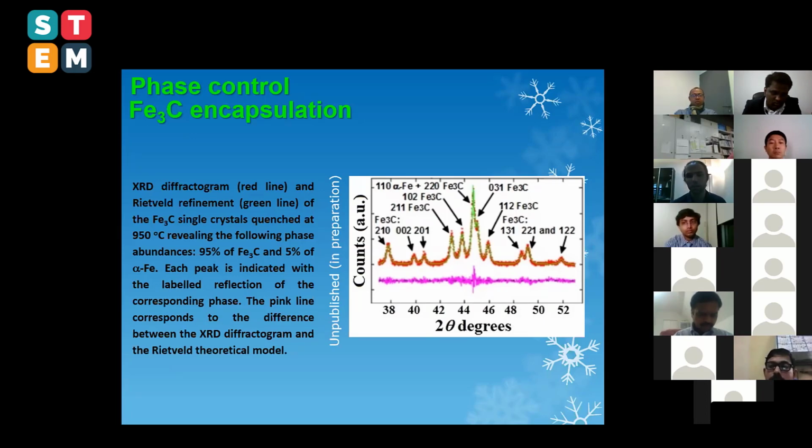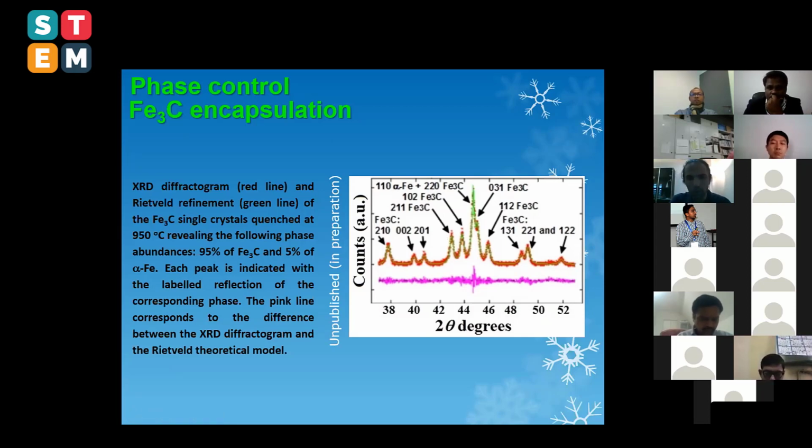And so the system is quenched, so a fast cooling rate is imposed. This implies that in a time scale of 10 minutes, the whole system goes to room temperature. And so as you can see here, what we obtain is 95% of iron carbide with this approach, and we eliminate completely the iron oxide byproduct.